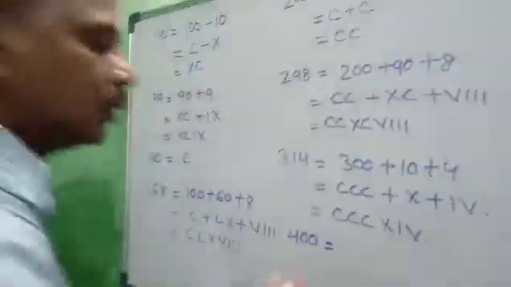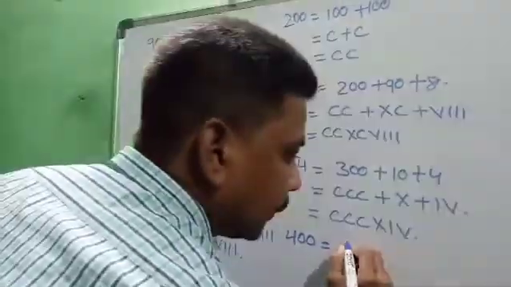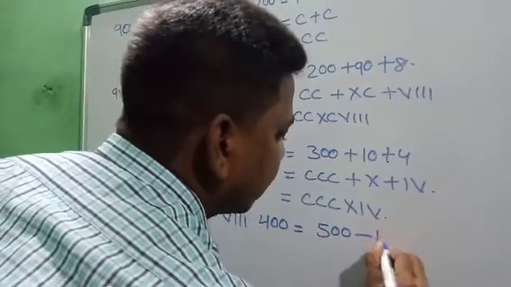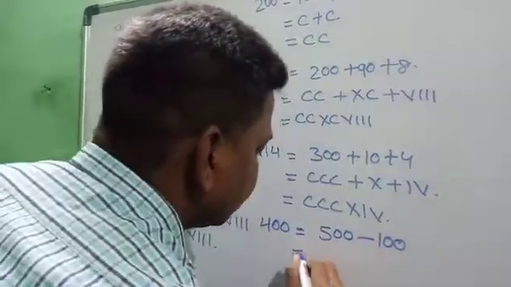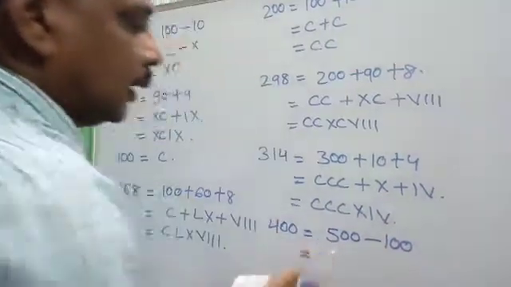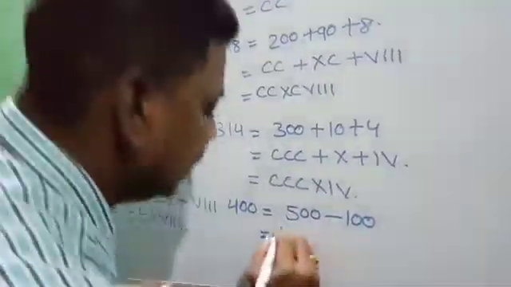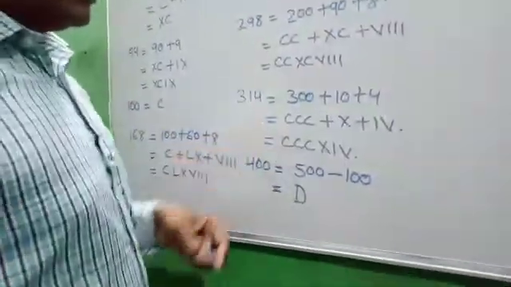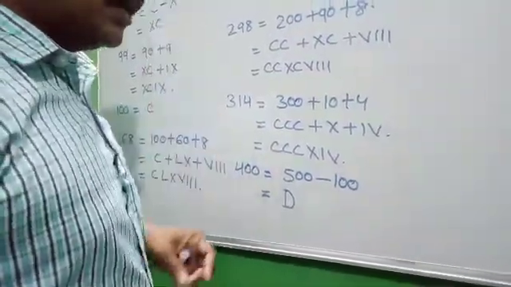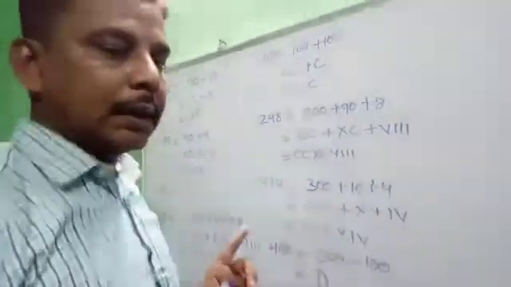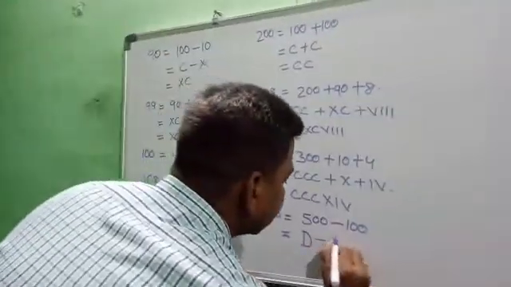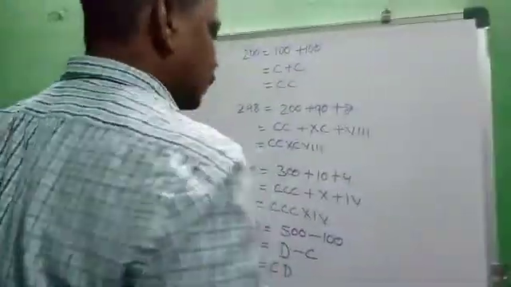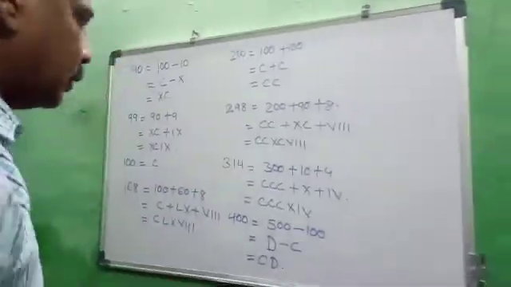Okay. For 400 we have to remember that rule. For 400 we have to subtract 100 from 500, means 500 minus 100. The letter used for 500 is D. Whatever letter you are using or you will write, it should be in capital letter. D minus C means CD. The value of 400 is CD. Okay.